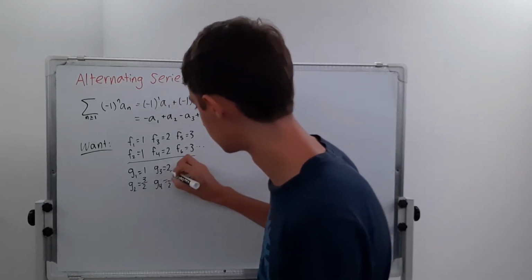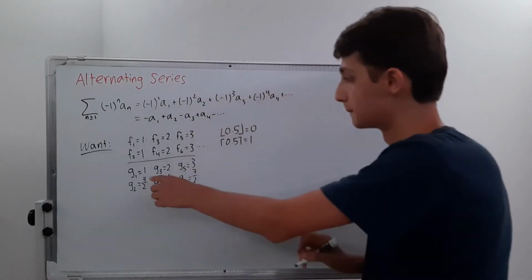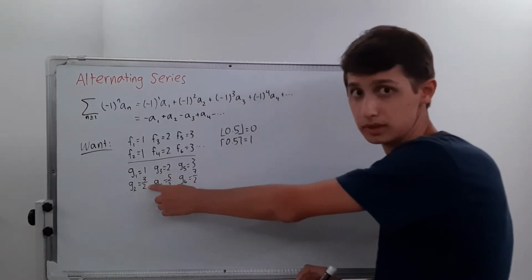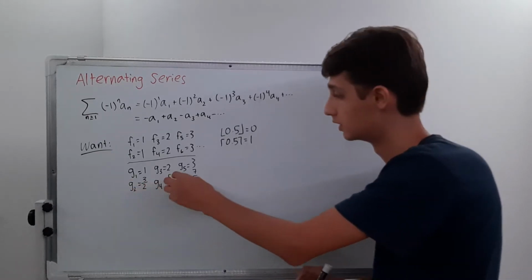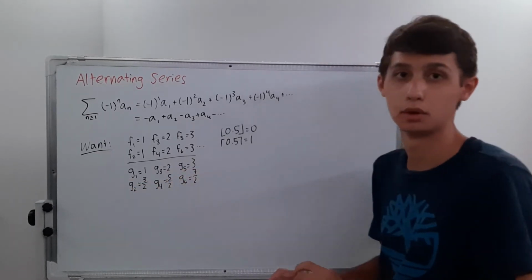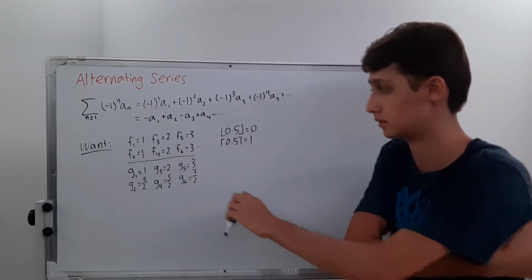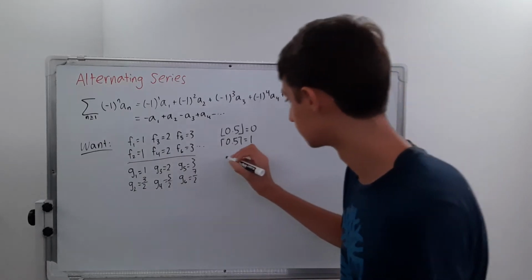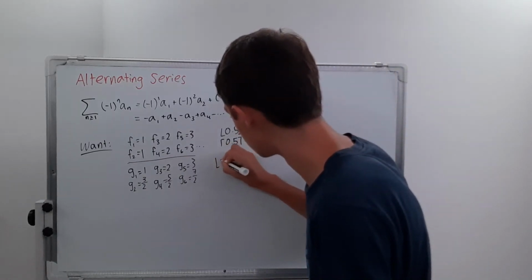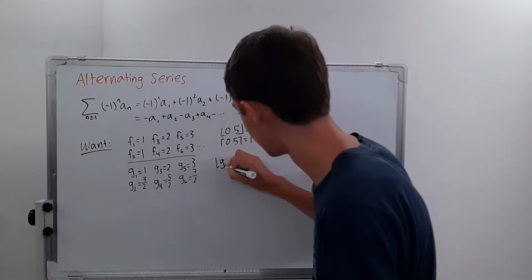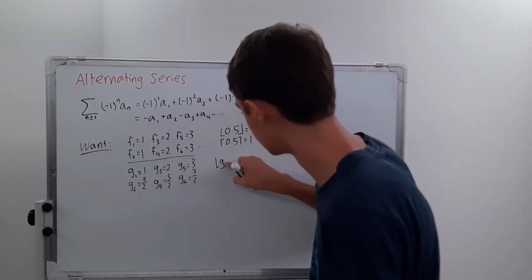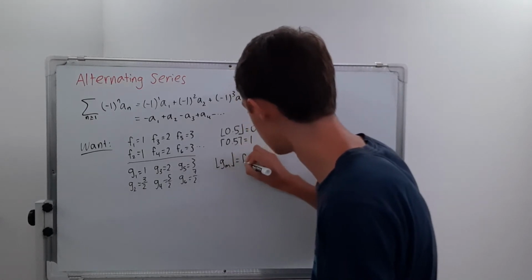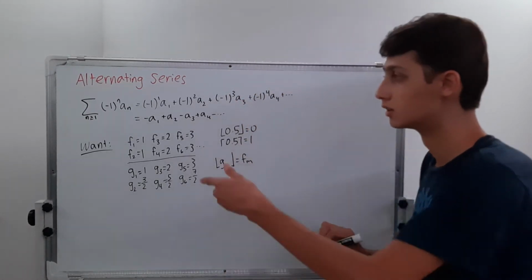So what is this doing? If we take the floor of all of these, the floor of an integer is the integer itself, so this is 1, this is also 1, because the floor of 1.5 is 1, then 2, 2, 3, 3. So if we take the floor of our g's, that gives us our f's. So we can make the connection that the floor of g sub m is equal to f sub m. And this is what we want.